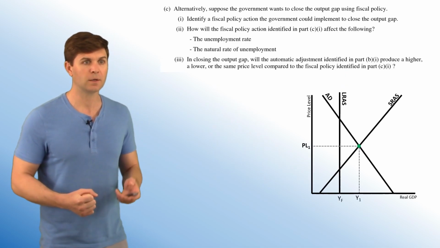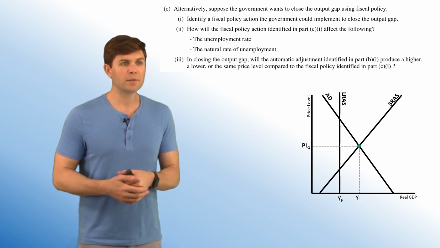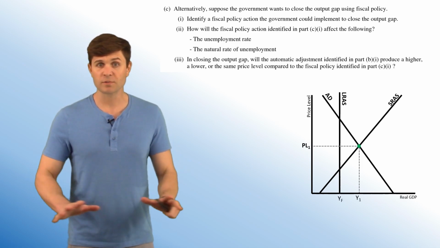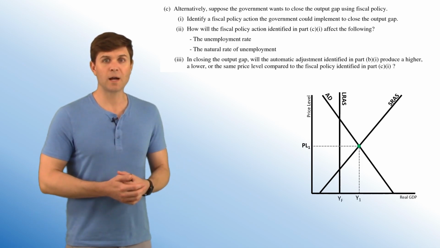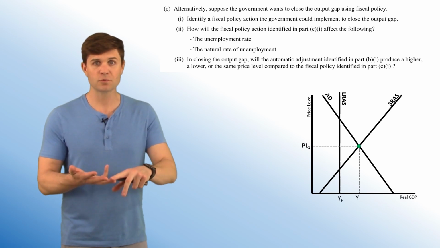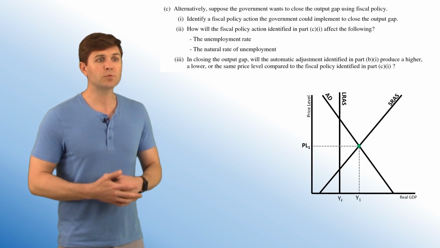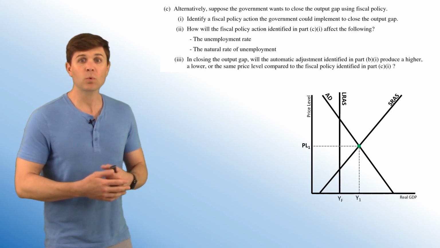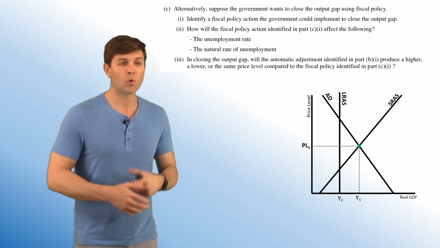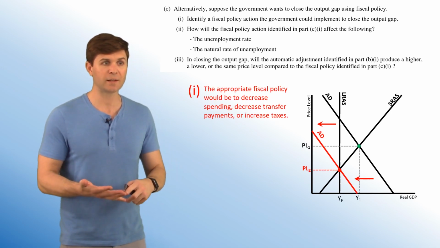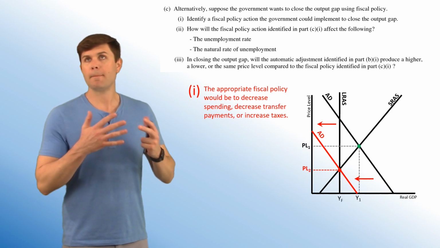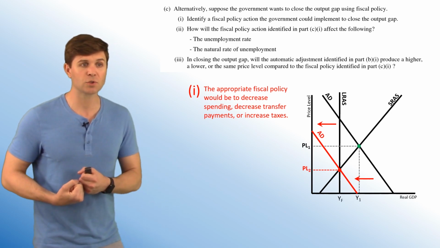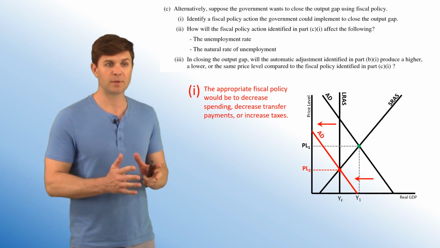All right, part C, alternatively, suppose that the government wants to close the output gap using fiscal policy. So now instead of just letting it auto-adjust, we're going to see the government using fiscal policy, taxes, transfer payments, and government spending. So how are we going to get us back to potential GDP? How are we going to get us back to full employment? We're going to use a contractionary fiscal policy. So what could we actually do? We could increase taxes. We could cut government spending or cut transfer payments. And that would shift that aggregate demand curve to the left and get us back to potential GDP, back to full employment.